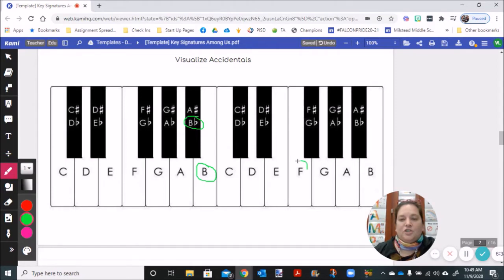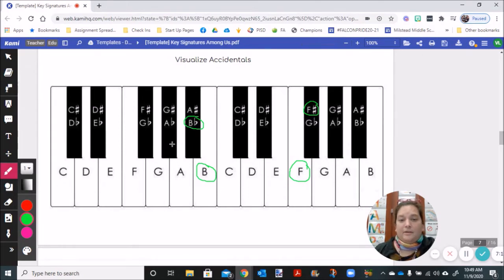Now let's talk about if we have a sharp. If I have F and I raise the pitch a half step, which is what a sharp does, it goes from F up to the next key and it becomes F sharp. So if it's moving to the right on the keyboard, it's going up. If it's moving to the left on the keyboard, the pitches are moving down. Sharps raise the pitch. It goes up a half step. Flats lower the pitch. It goes down a half step.